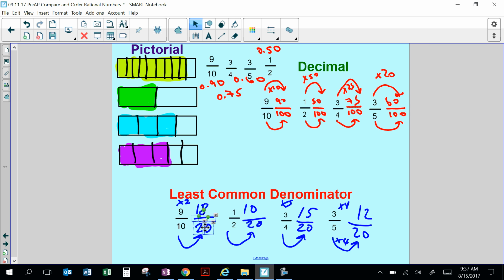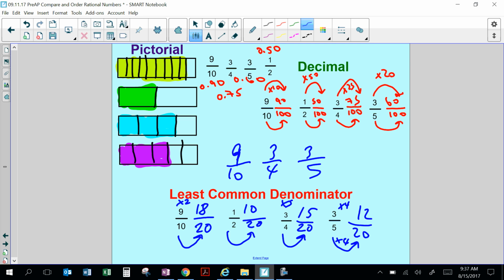So 18/20 is the greatest, so 9/10. Then 15/20 is the second greatest, 3/4. Then 12/20 is the third greatest, so that's 3/5, and the smallest is 10/20 or 1/2.